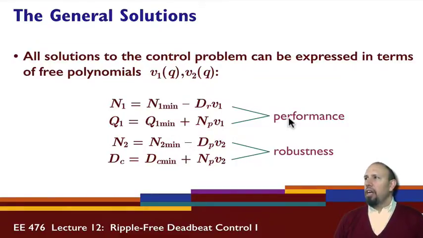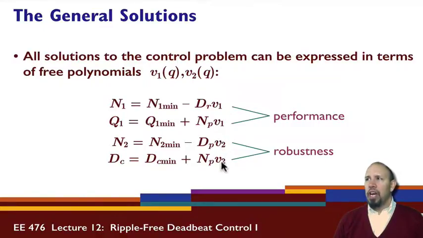Now here I mentioned performance and robustness. It turns out these two Diophantine equations can be used to characterize performance quantities. These two Diophantine equations will characterize robustness, and associated with these two, I have a unique unknown that is v1.